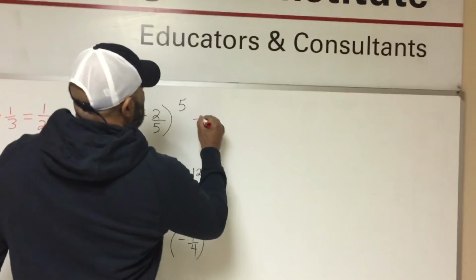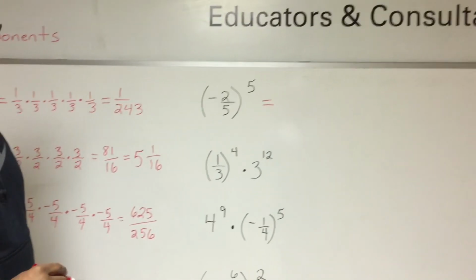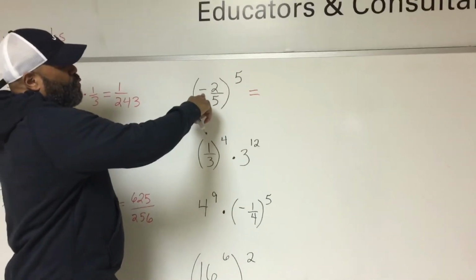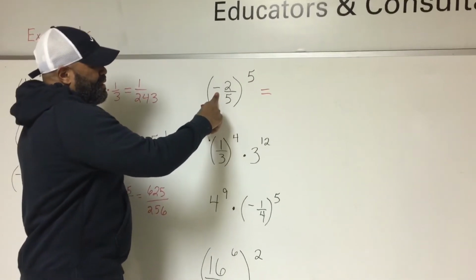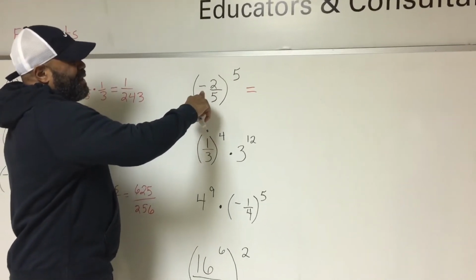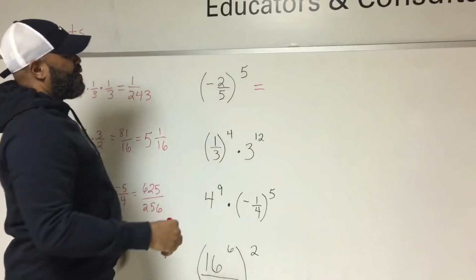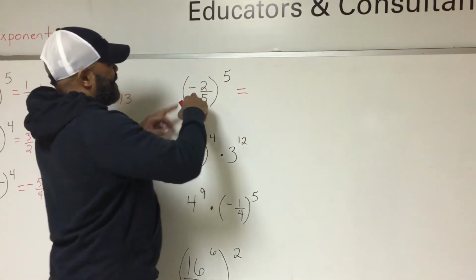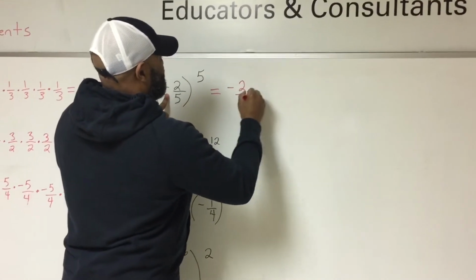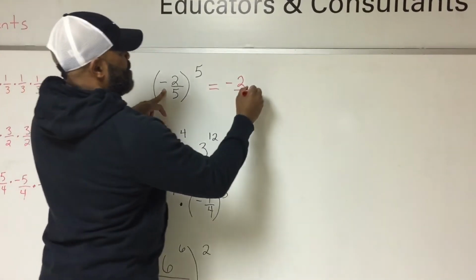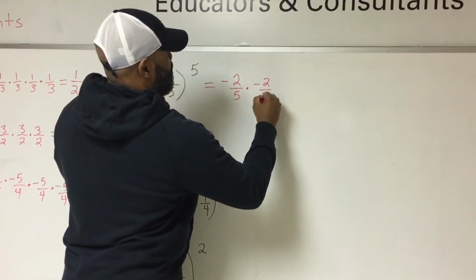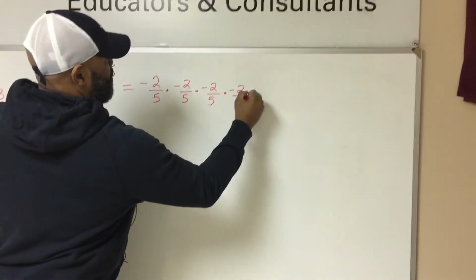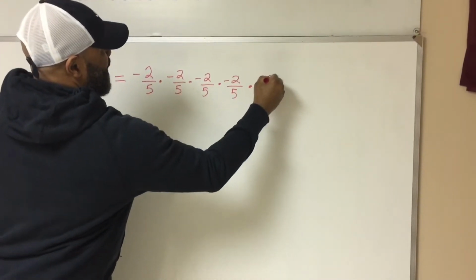Let's go here. Negative 2/5 to the 5th power. Or you could say negative 4/10 to the fifth power, or you could say -0.40 to the fifth power if you convert that to a decimal, but we're not algebra students, you know what I'm talking about. But let's take this, write it down 5 times. 1, 2, 3, 4, 5.